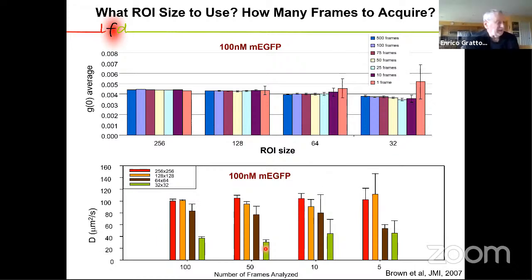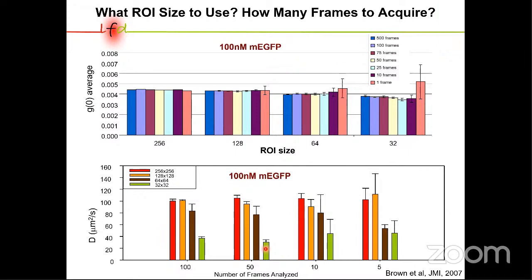No, that's okay, that I understand. Because this is calculated for GFP. This is free EGFP, which is moving very fast. So in cells, you actually have a better chance to have smaller regions.